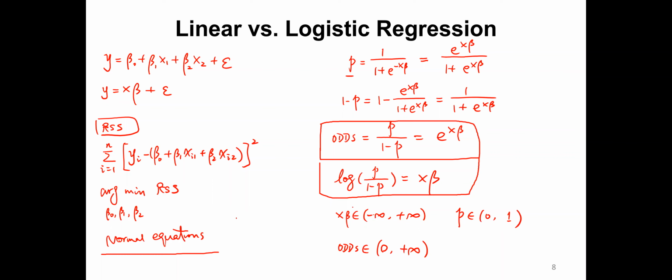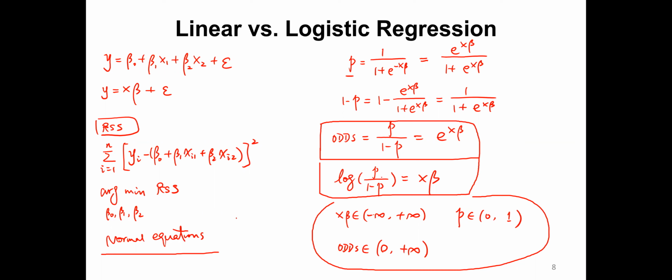To get familiarized with this range, please visit the exercise. We have a logistic regression exercise, which describes the range from P to odds. If P is in 0 to 1, what's the range of odds? Odds are actually 0 to plus infinity. And then the log odds.